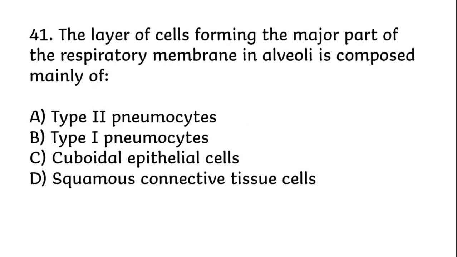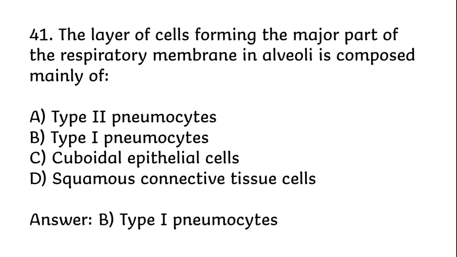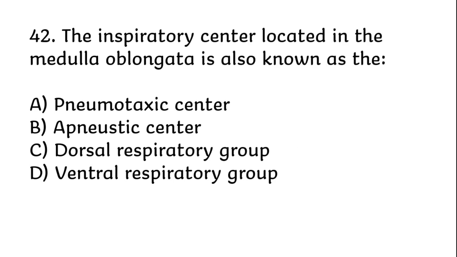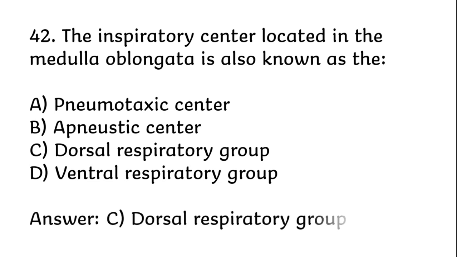The layer of cells forming the major part of the respiratory membrane in alveoli is composed mainly of. Correct answer is type 1 pneumocytes. The inspiratory center located in the medulla oblongata is also known as the. Correct answer is dorsal respiratory group.